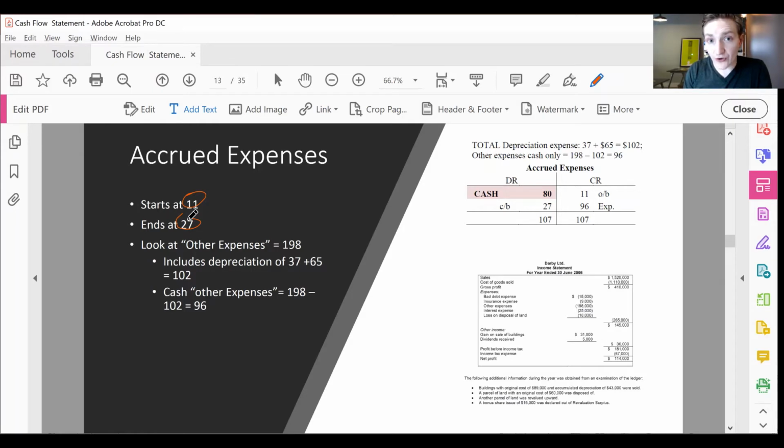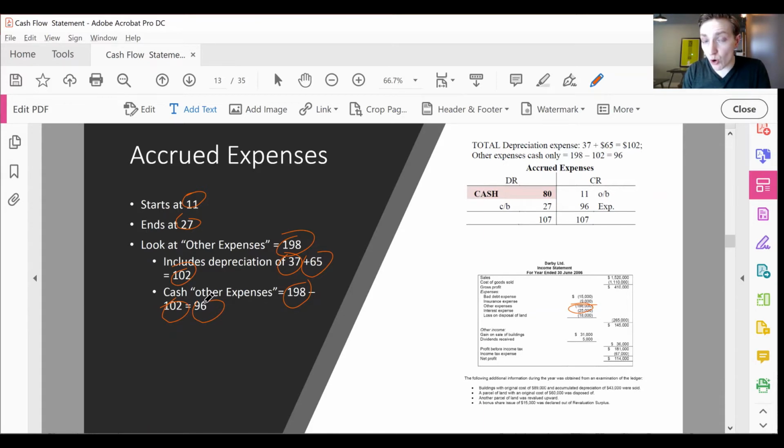However, we then need to look at the other expenses portion of our income statement. So other expenses in our income statement ultimately totals 198 here. So we then need to work out which portion of this is not due to depreciation. Well, we already noted there was depreciation of 37 and 65. This was just in relation to the building and in relation to the equipment. So we have depreciation of 102. So therefore, the amount of other expenses that might go into the accrued expenses portion of our T account is then 198 minus 102, which is equal to 96.